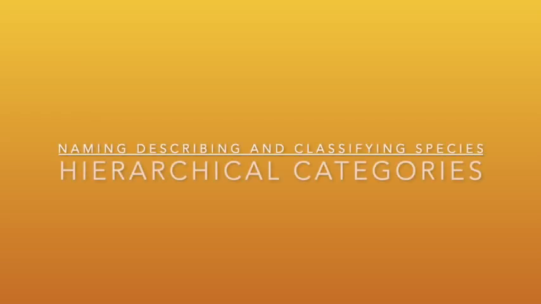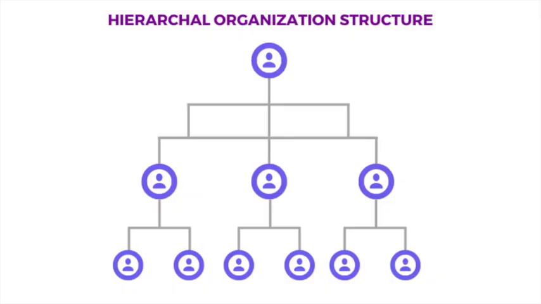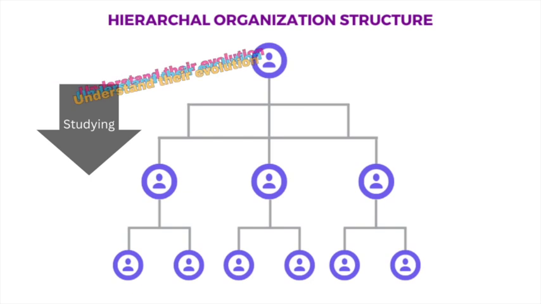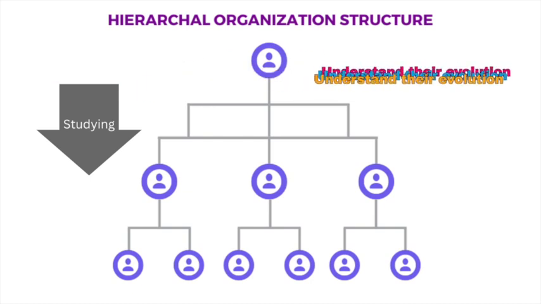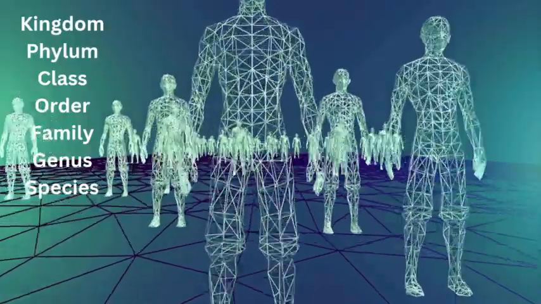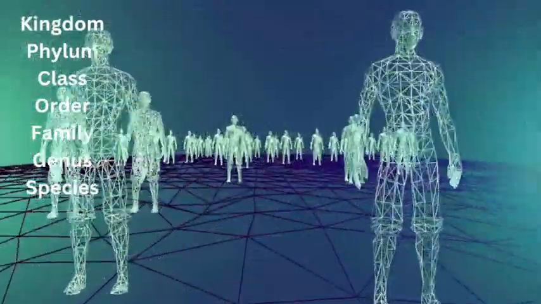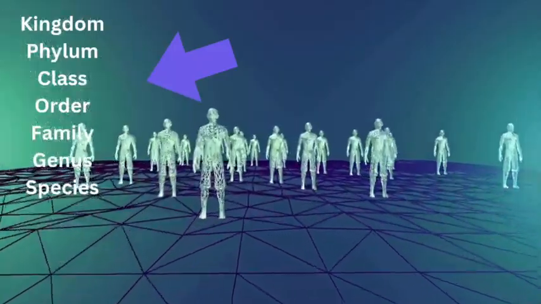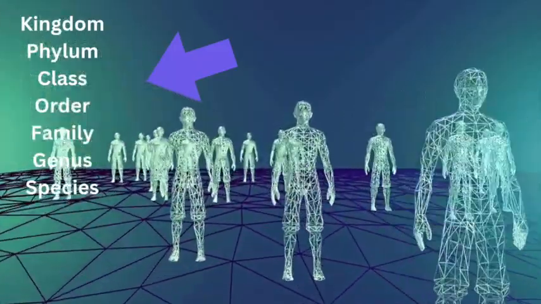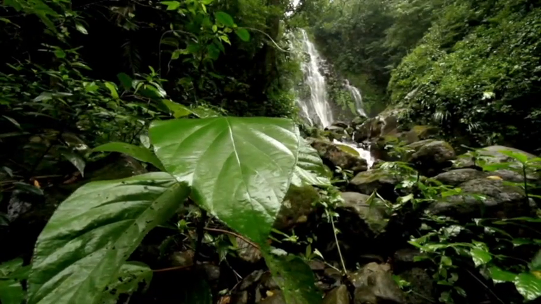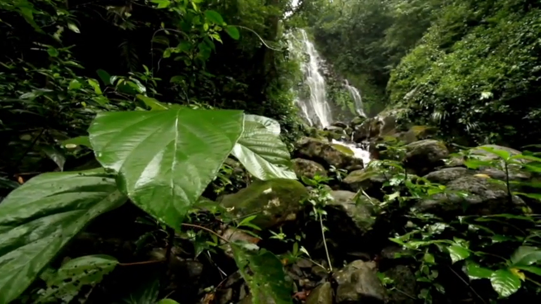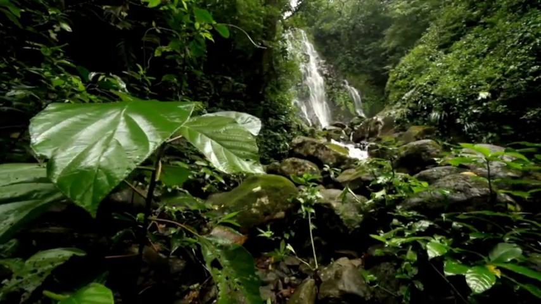Taxonomy is the science of classifying organisms into groups based on shared characteristics. It involves naming, describing, and classifying species, which are grouped into hierarchical categories. The hierarchical system is used to study relationships between organisms and understand their evolution. For example, humans are classified by kingdom, phylum, class, order, family, genus, and species. Taxonomy helps scientists understand biodiversity, evolutionary history, and ecological roles of different organisms.